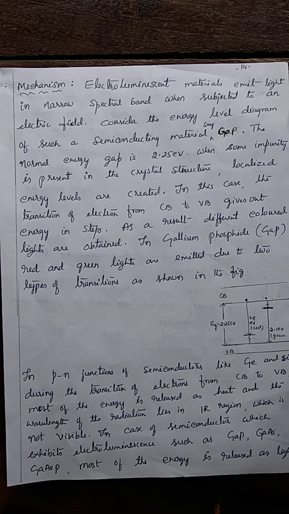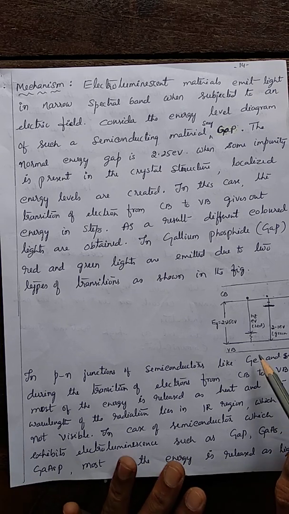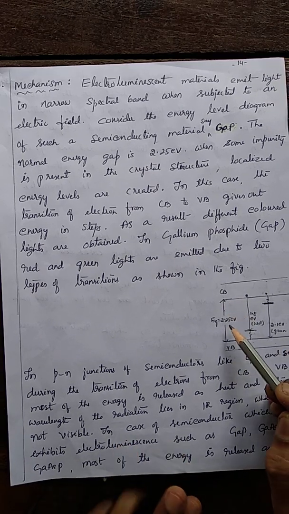Here, let us consider the element gallium phosphide. The normal energy gap for gallium phosphide is 2.25 eV. Here, by adding some impurity to the crystal, localized energy levels are created. See here, you can see in the diagram. The normal energy gap is 2.25.